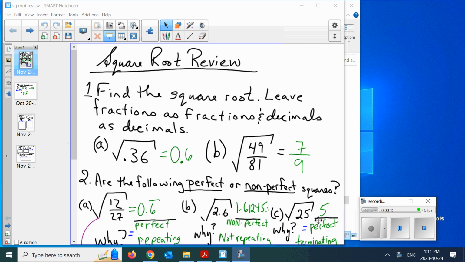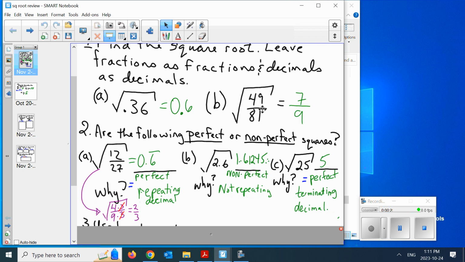Last week, we already reviewed this stuff. Find the square root, leave decimals as decimals, and fractions as fractions. You know if you have a decimal, use your calculator, right? If you have a fraction, you could, but I want you to leave it as a fraction. So, the square root of the top, square root of the bottom. The following, we talked about this.